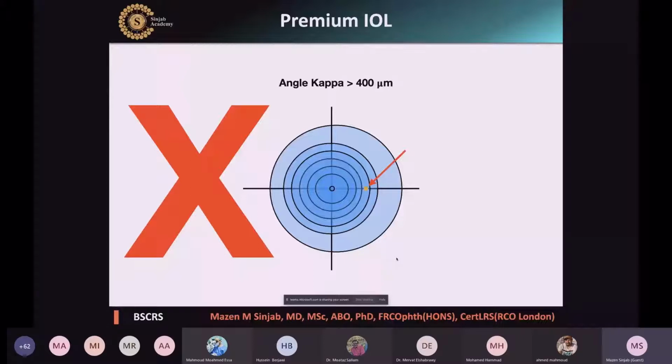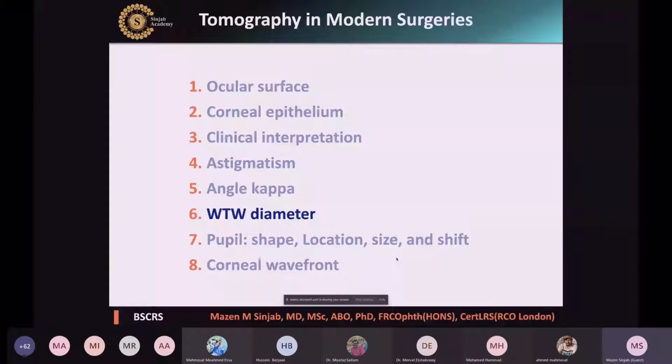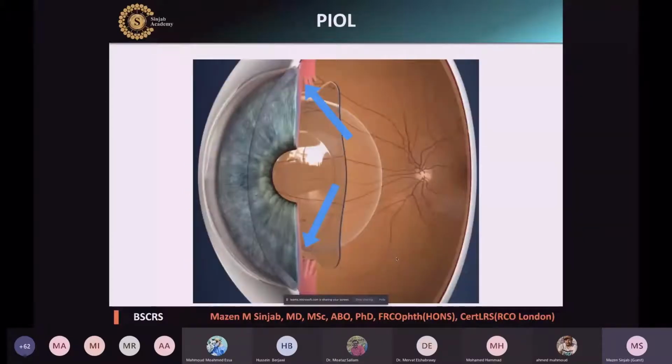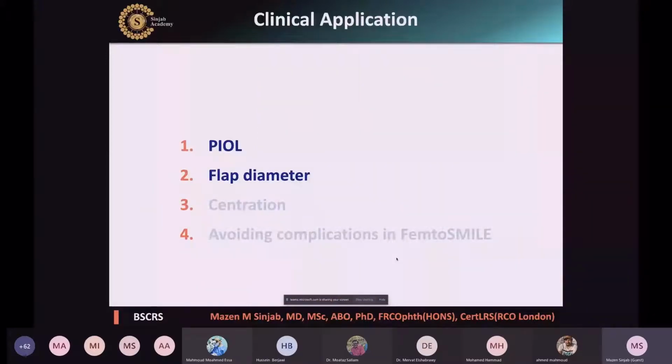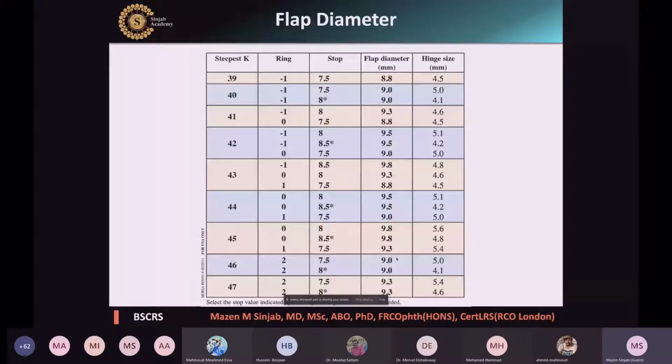Now we come to the white-to-white diameter. Why do we have to consider it? Of course, for phakic IOLs, in order to achieve a vault between 300 and 600 microns to avoid induction of glaucoma or cataract. In addition, why do we take the white-to-white diameter into consideration when we create the flap? Because if we are using the microkeratome, there is a table, for example, this is for Moria, regarding the size of the ring. Or if we are using the femtosecond, then we can customize the flap and the hinge size, all right?